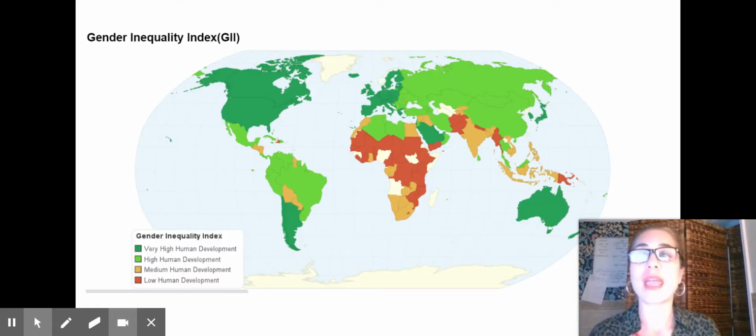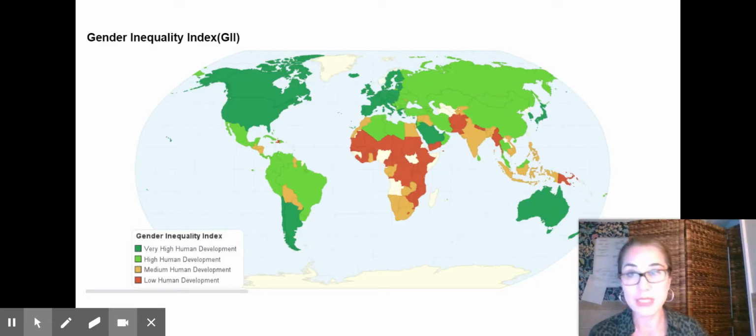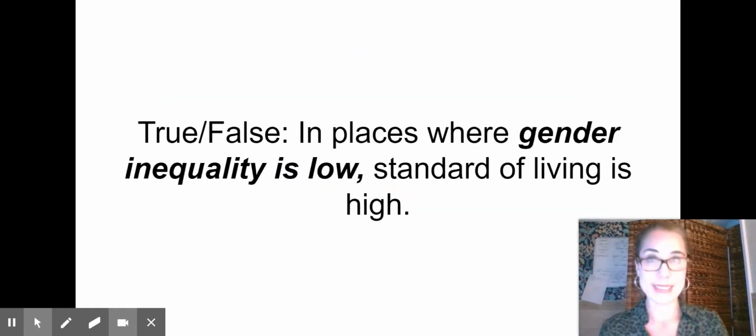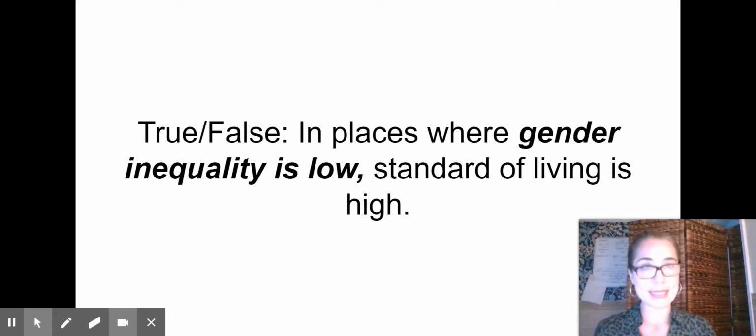Places that have a low gender inequality index, the places with the highest level of development, are going to be the places where you see women who are empowered, women who have political positions, women who have jobs. Fertility rate is going to be low, and maternal death rate is also going to be low in those places. All right, true or false? In places where gender equality is low, standard of living is high.